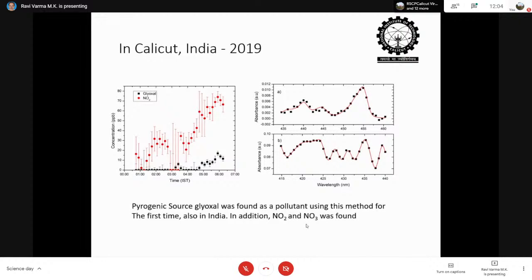And then in the night, you can see that at 3 a.m. in the morning and 5 a.m. in the morning, we see a lot of vehicular activity at the vegetable market, and that creates a lot of glyoxal kind of pollution from the burning. So this is another application that we directly did. Pyrogenic means the burning of wood. So we found that as well.